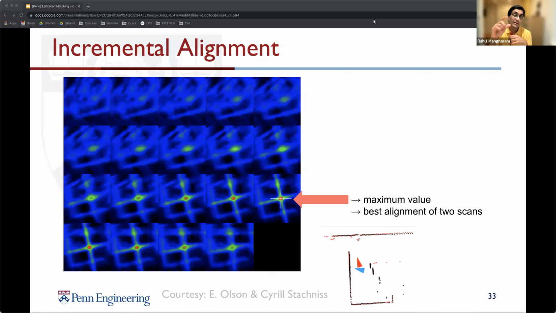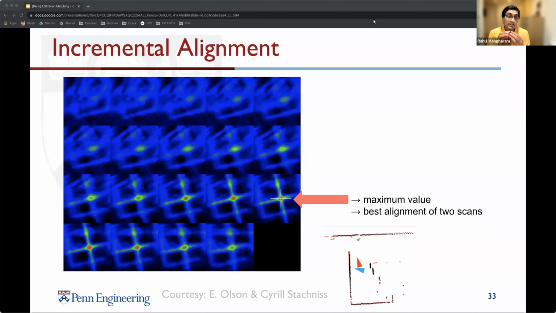Here, each tile shows the likelihood of an XY translation for a fixed rotation angle. The color value at the center of these tiles shows the extent of the overlap between the scans. This also serves as our cost function.